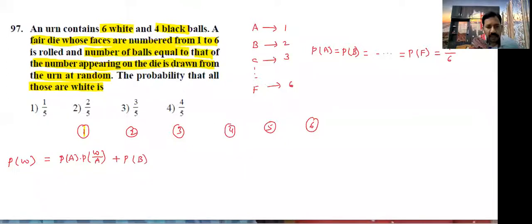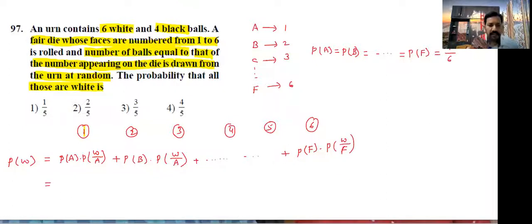So P of A into P of W by A, second draw P of B into P of W by B, and so on. What is the last one? P of F into P of W by F.